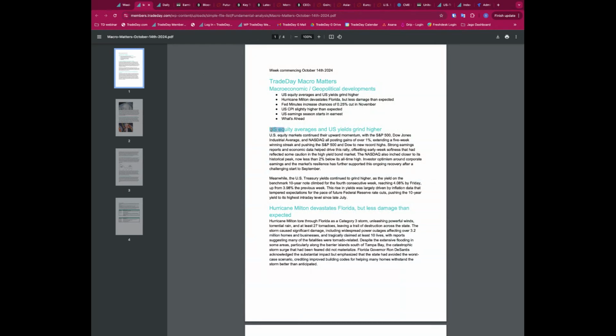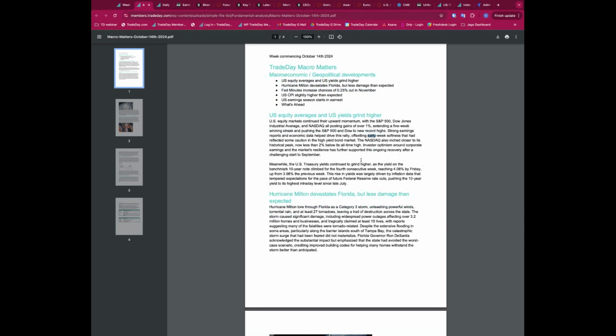US equities higher, US yields grinding higher. The S&P and Dow were back at new all-time highs at the end of last week. NASDAQ also posted gains of over 1% last week. NASDAQ is now only 2% below its all-time high. That's the real target going into this week. Treasury yields, despite equities managing to go higher, continue to nudge slightly higher. We broke 4% a week or so ago, and now we've had four consecutive weeks of higher yields on the US 10-year note, up to 4.08% at the end of last week.